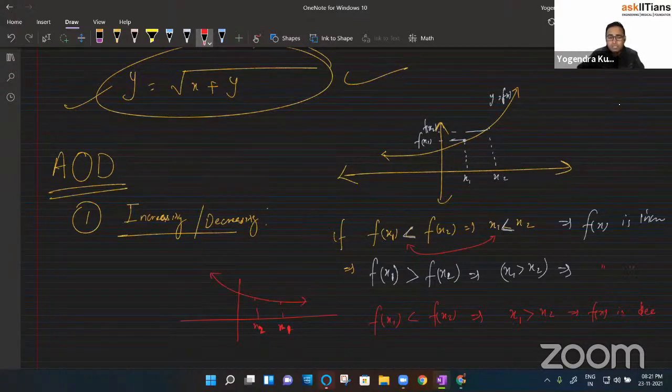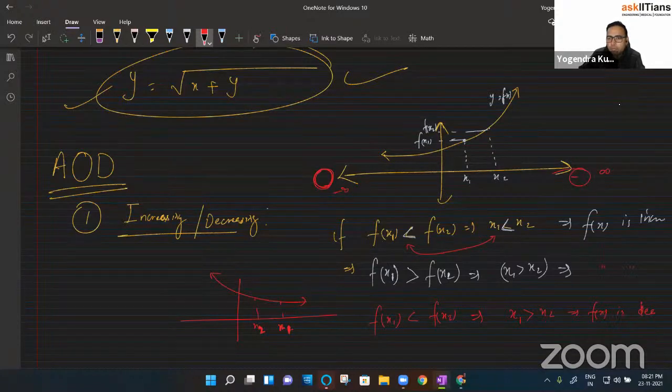Till here everyone understands? And remember, we are always seeing from left to right. If we go this side it is increasing, but when we say increasing or decreasing, we always observe from left to right only. We observe from lower values of x to higher values of x.